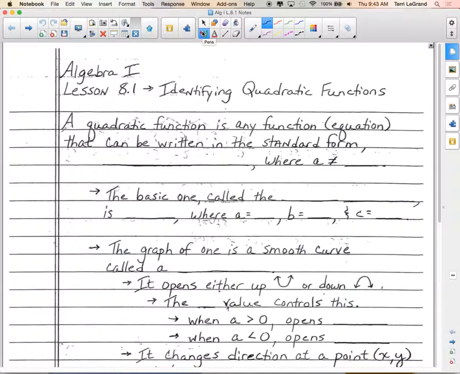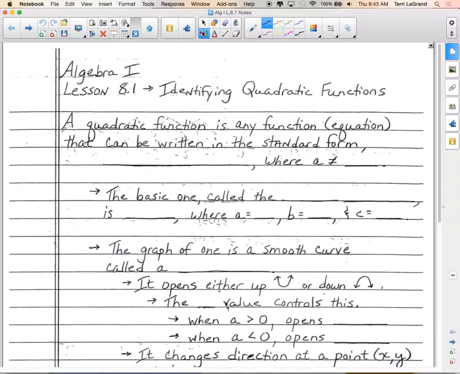Okay, so in this chapter, in chapter 8, we are going to be working with quadratic functions. And so we have to understand all of the characteristics about them. What is going to happen? What should we expect? What kind of information can we gain from them?